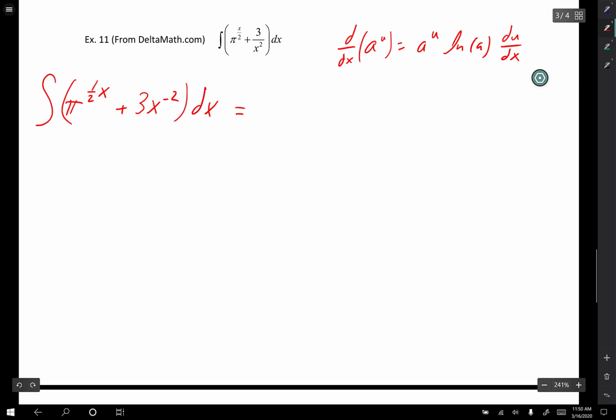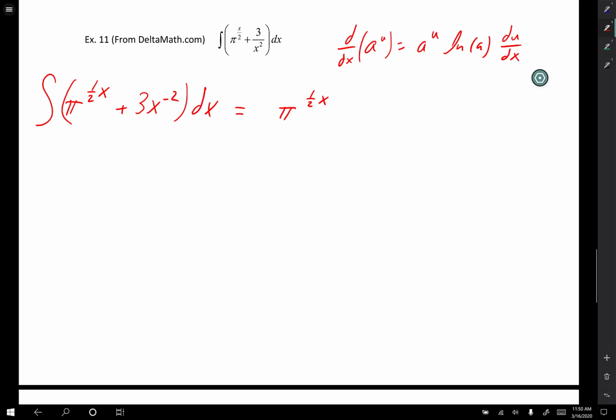Okay, here we go, guys. So the derivative of a to the u is a to the u ln of a. So the antiderivative of a constant to the half x has to be itself. Pi to the half x. Are you following me so far, guys?